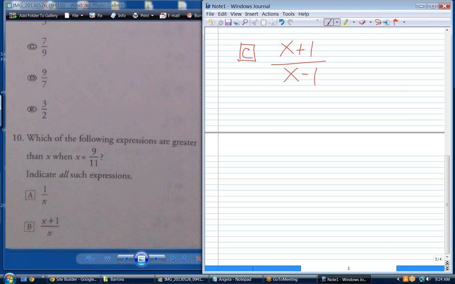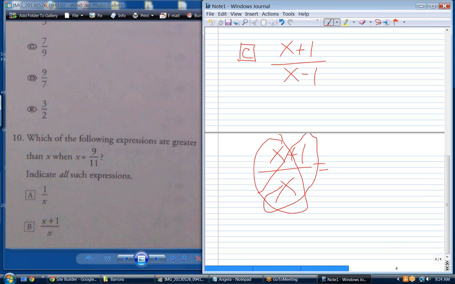Yes. The only possible shortcut perhaps may be on B. I would take that and separate it into 2 partial fractions. That would be equal to 1 plus 1 over x, and it's a little easier to recognize instantly that that's got to be bigger.